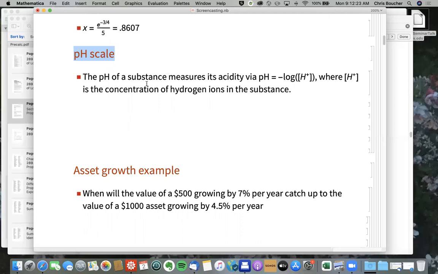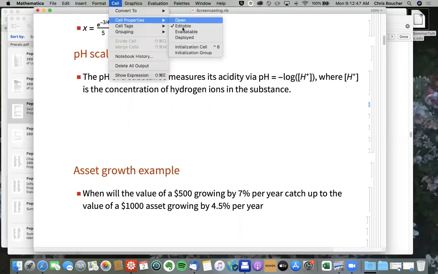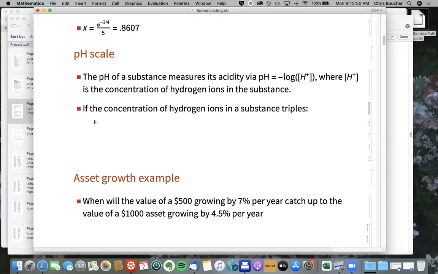In any event, the pH measure of a substance is a way of measuring a chemical's acidity using the concentration of hydrogen ions. So I believe that the higher this concentration, the more acidic a substance is, and this makes its pH lower. Let's look at a quick example here just to see how properties of logarithms can be informative. Suppose that the concentration of hydrogen ions triples, right? So we do something to the substance to significantly increase its concentration of hydrogen ions.